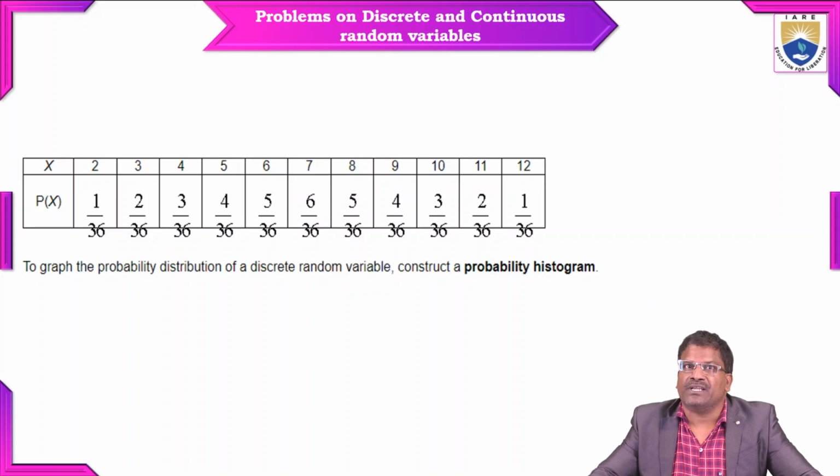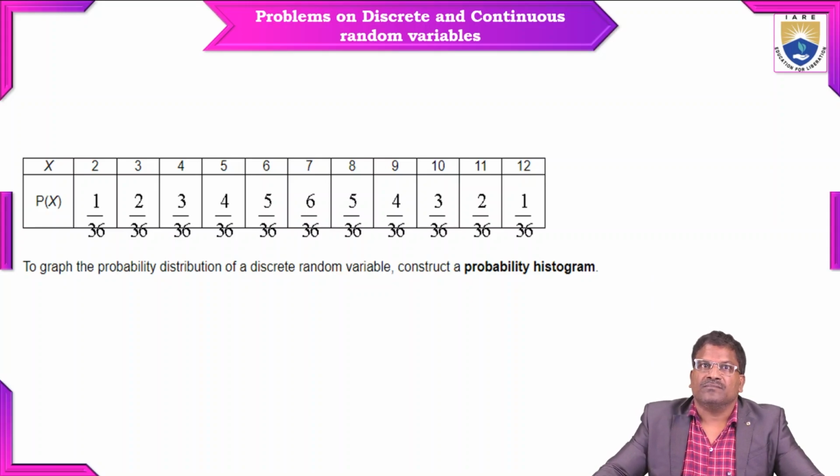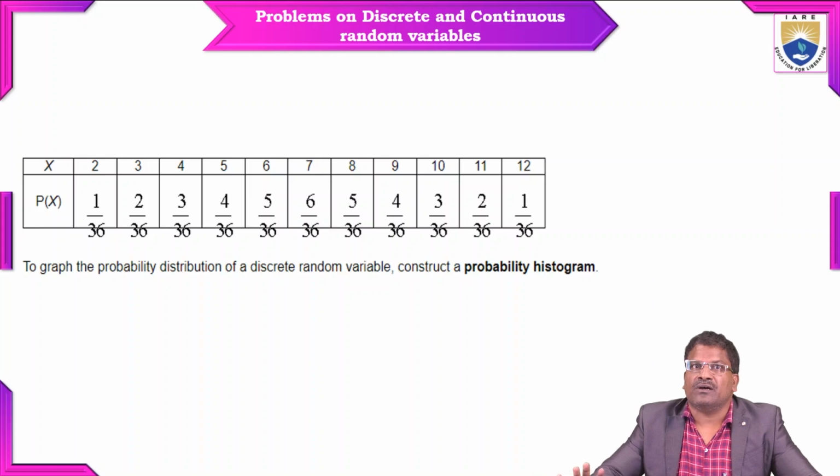Now let us see carefully this table. Suppose some persons are there. So we are depicting some histogram for this data. Here X is taking the values from 2 to 12, and their corresponding probabilities are given here. P of 2 is equal to 1 by 36, P of 3 is equal to 2 by 36, P of 4 is equal to 3 by 36, and so on. P of 12 is equal to 1 by 36.